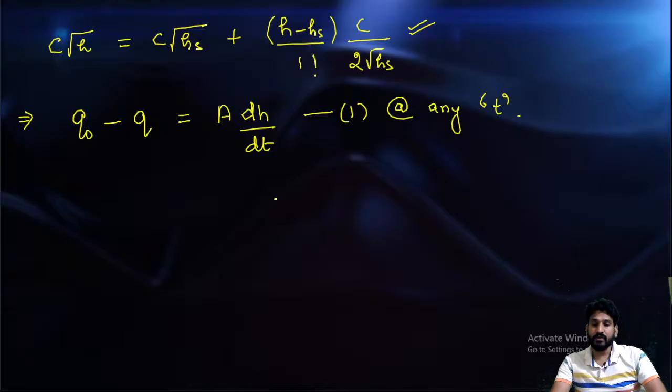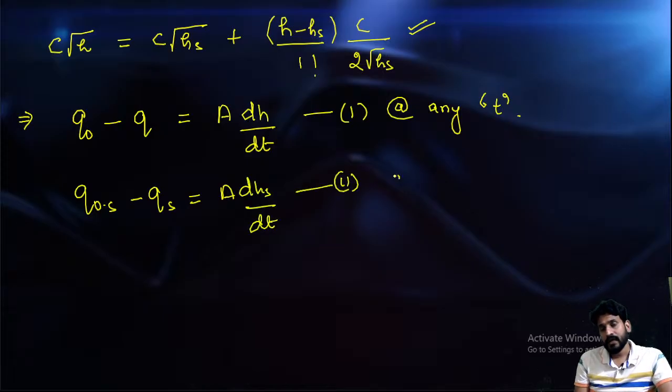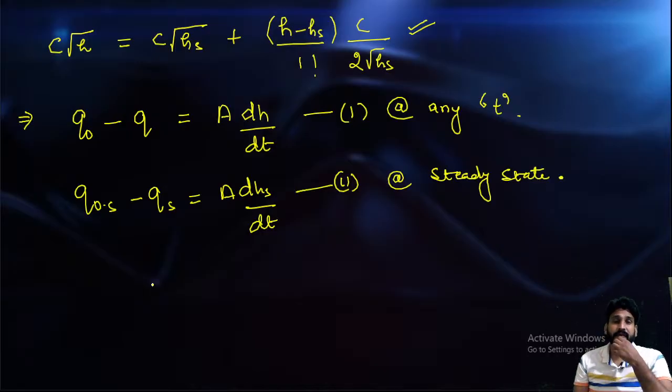Am I clear with this or not? Please tell me. If you have any problem, you can ask. There is no need to hesitate. Yes or no, please tell me. At steady state, what is it? Q naught at steady state minus outlet flow rate at steady state is equal to A dHS divided by dt. This is my equation number 2 at steady state. Right, it is clear to you.